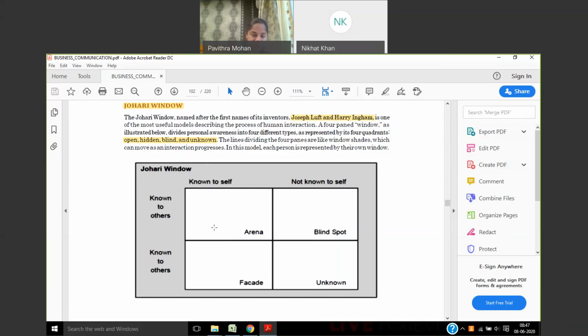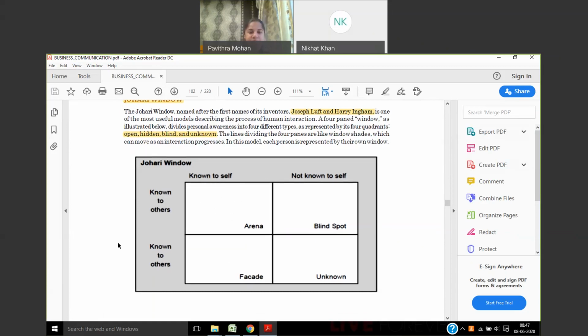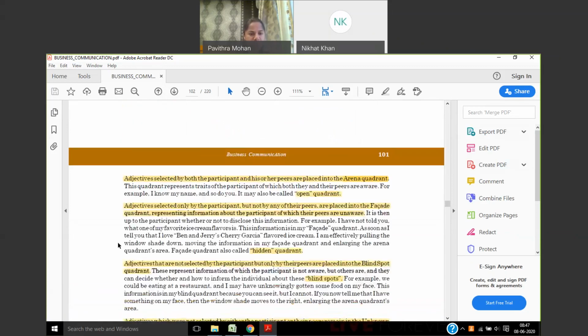It was an open quadrant. Here I liked a particular flavor of ice cream. It was known only to me, it was not known to others. Once I declared that this is my particular flavor which I like, I move from this quadrant to this particular quadrant, where the information about which flavor I like is known to me and is known to others also now. Okay, so from hidden quadrant it has moved to open quadrant.